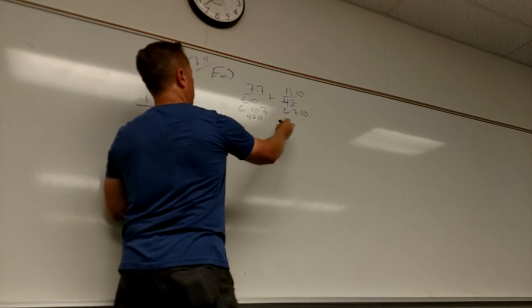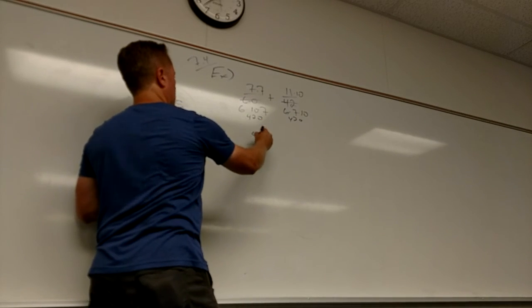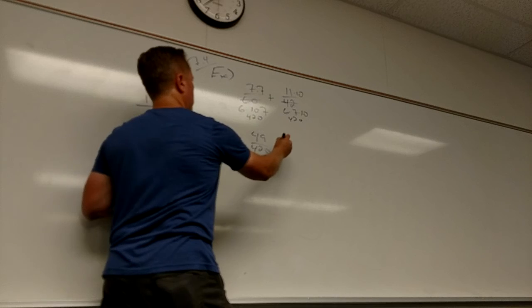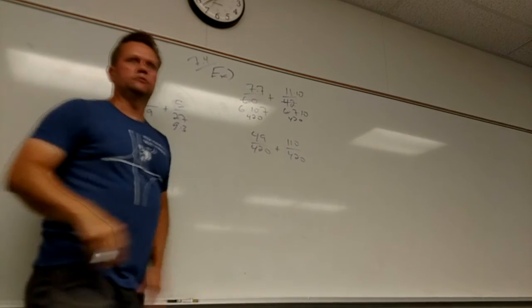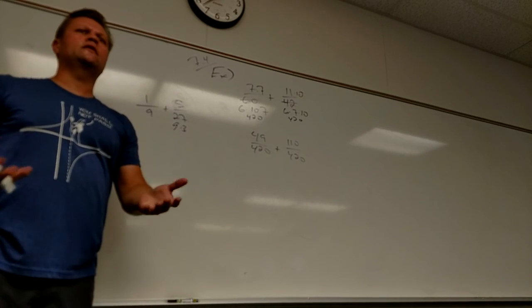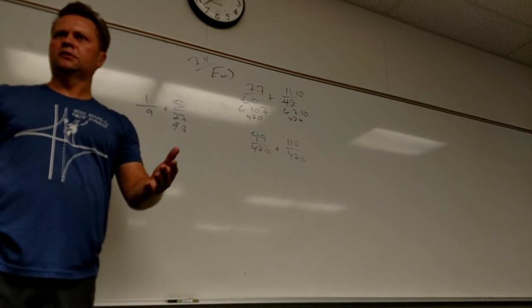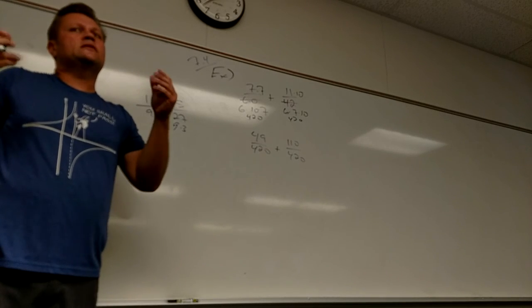No idea. 20. So what do you get here? You get 49 over 420 plus 110 over 420. Have you guys seen that method before? Yes. No. A few of you? Some of you have never seen it. If you've never seen it, does it make sense?